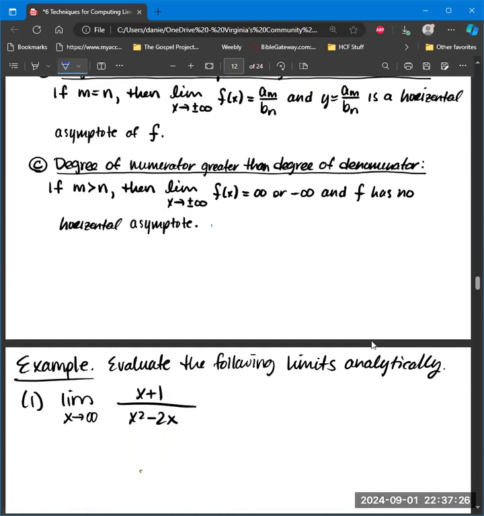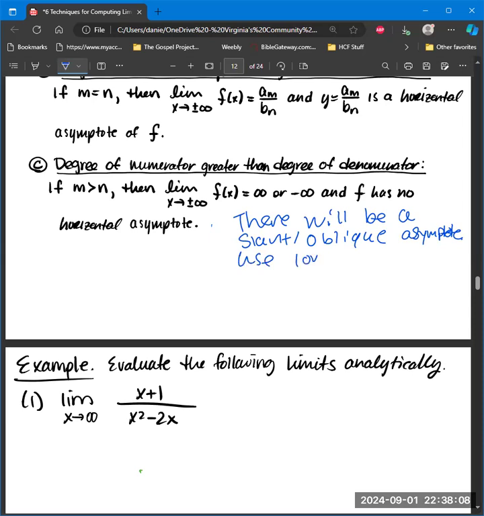And then if the degree of the numerator is greater than the degree of the denominator, then there is no horizontal asymptote. There's going to be an oblique or a slant asymptote. The limit is going to go off to positive or negative infinity. And we'll have to use long division to figure out the equation of the line that it approaches. There will be a slant or oblique asymptote. Use long division to find it.